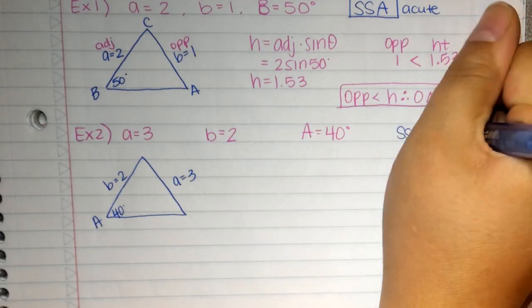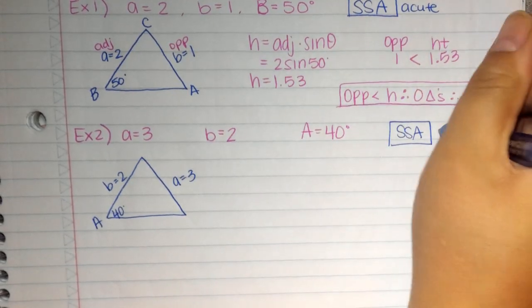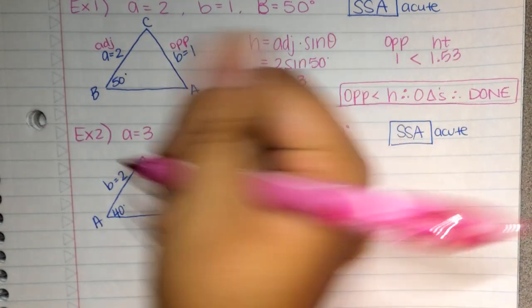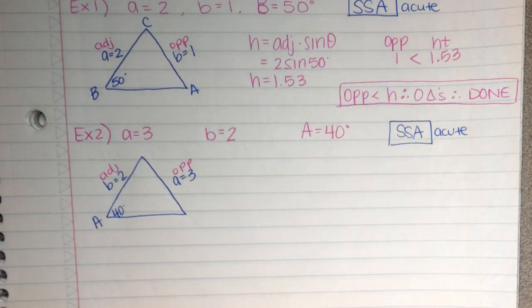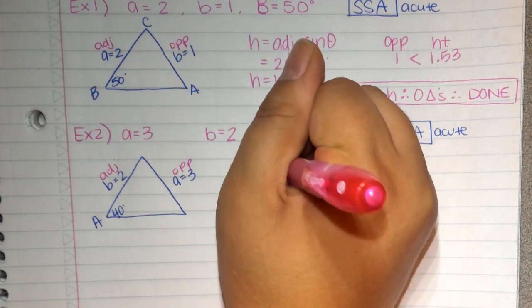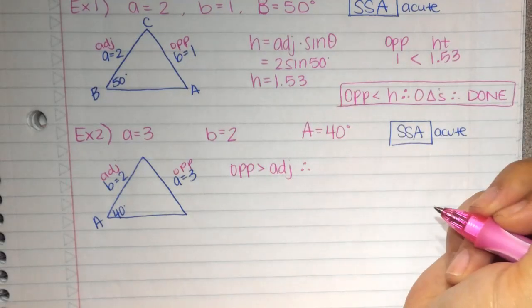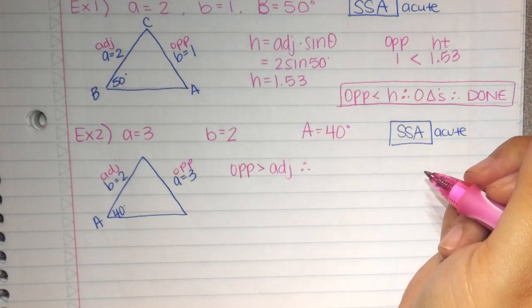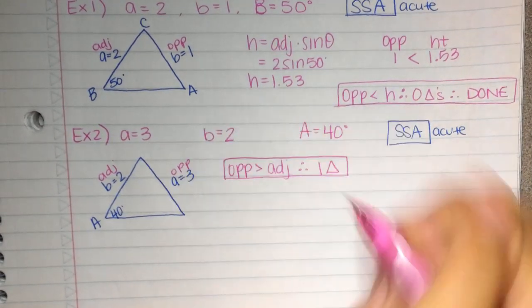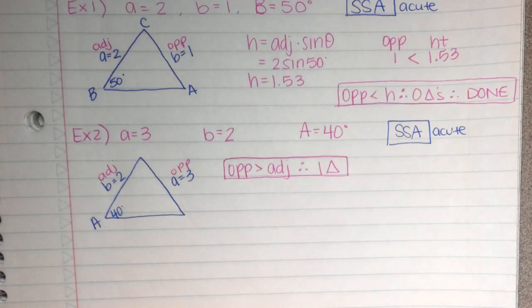Did you write SSA somewhere on this problem? And I'm going to write acute and label opposite and adjacent. Is my opposite bigger than my adjacent? Yeah, I don't need to find height. Why? Because if your opposite is greater than your adjacent, therefore what? How many triangles is that? One triangle. So if your opposite's greater than your adjacent, you don't even need to find the height, because we know that's one triangle. Now we can apply law of sines to find everything.